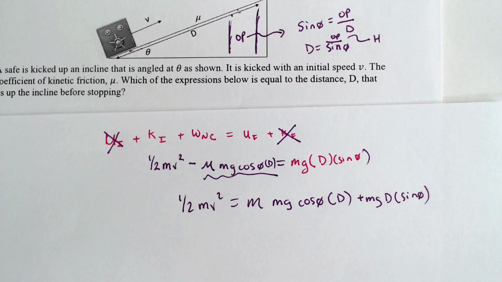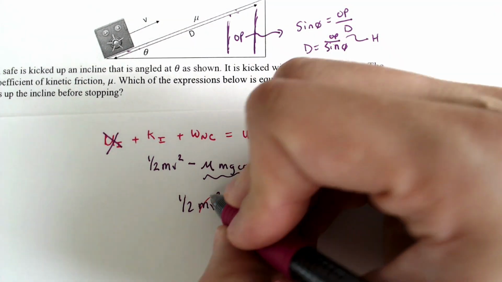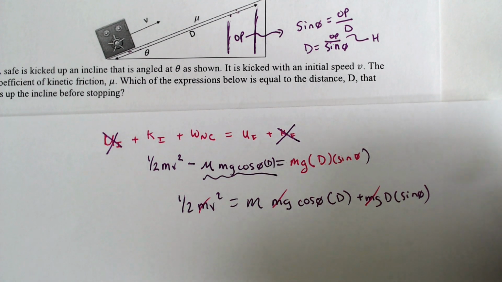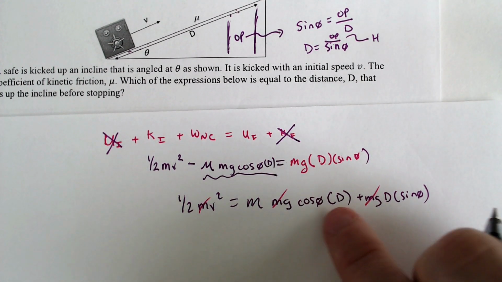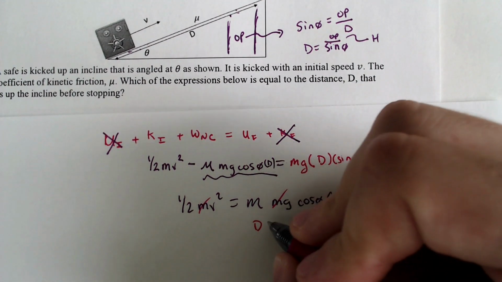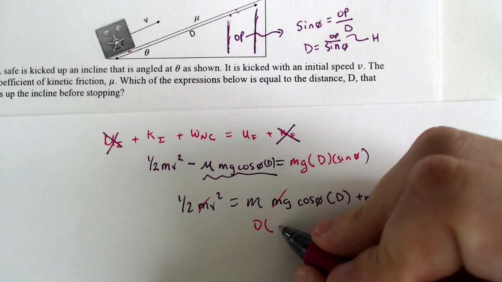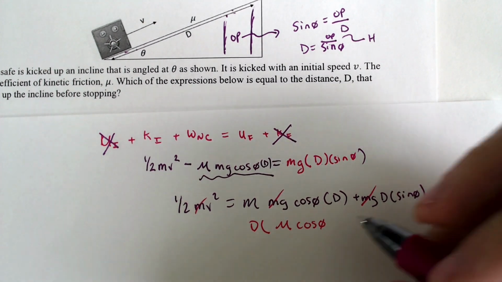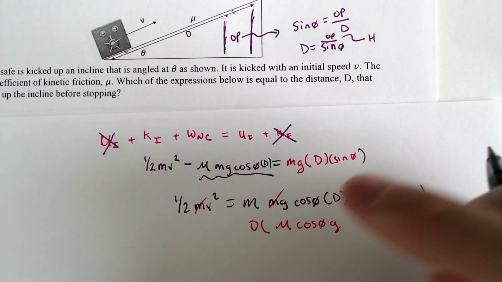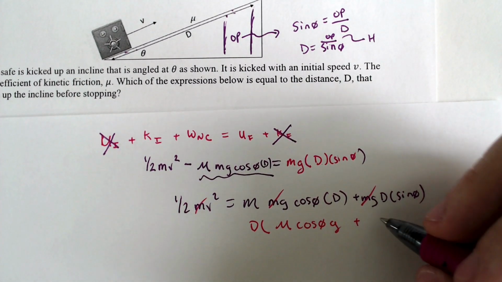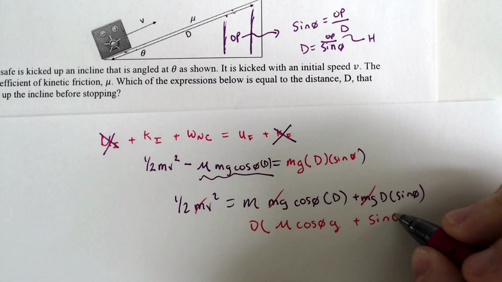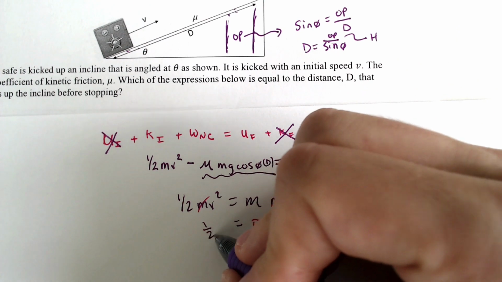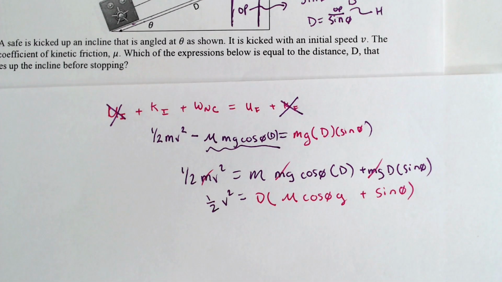And from here, I wonder if they all have a mass. They all have a mass. The mass will cancel. Do they all have a gravity? They don't cancel. From that, we're going to factor out a d from both of these terms. So if we do that, we'd have d on the outside. We'd have coefficient of friction times cosine of theta times gravity. Don't forget g. I almost did. Plus sine of theta would equal 1/2 v squared.